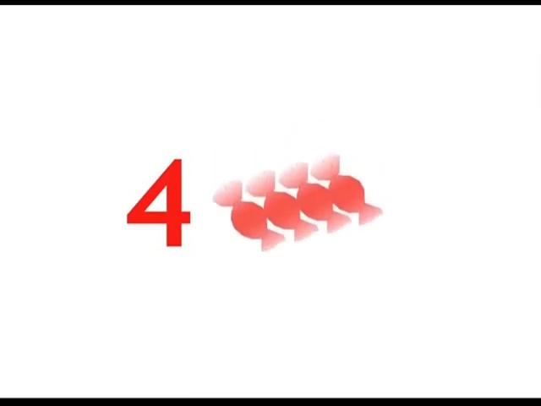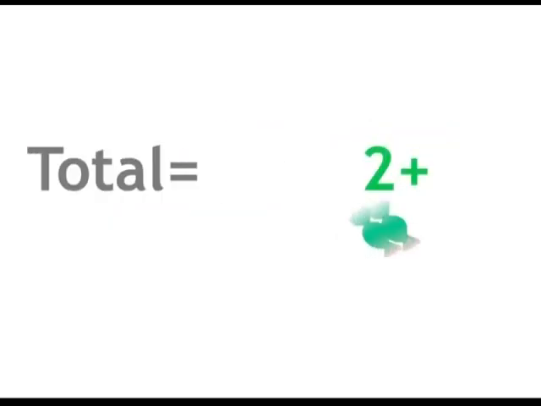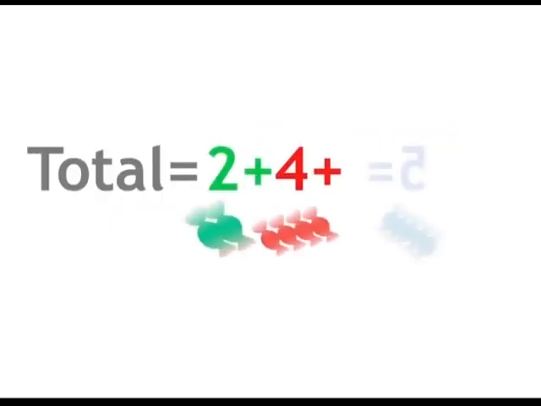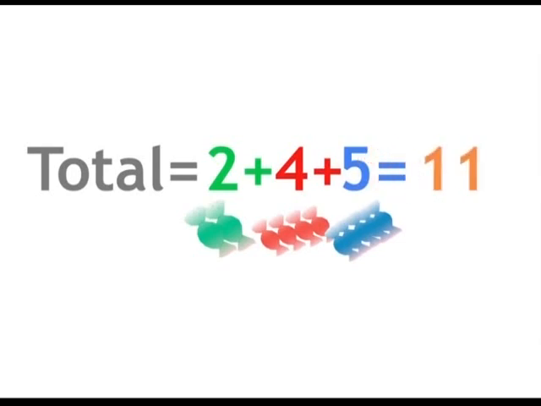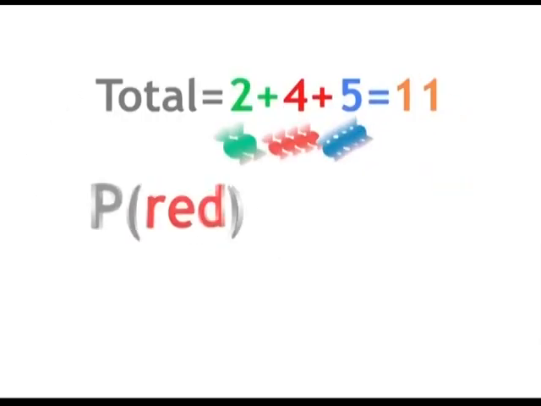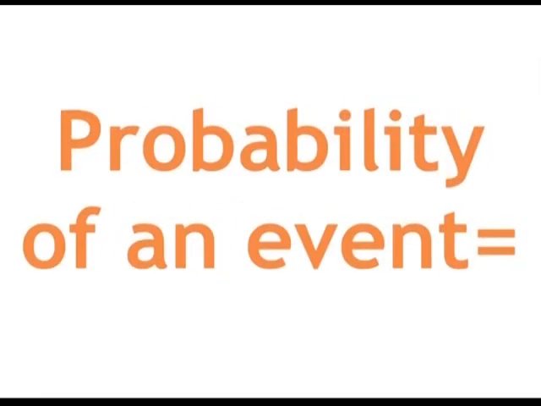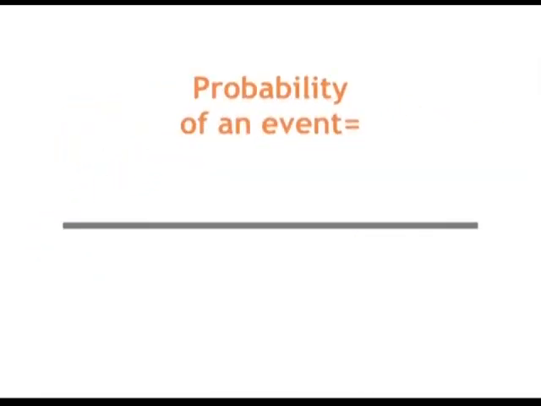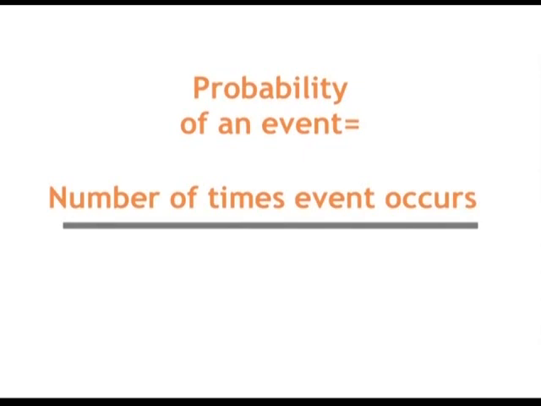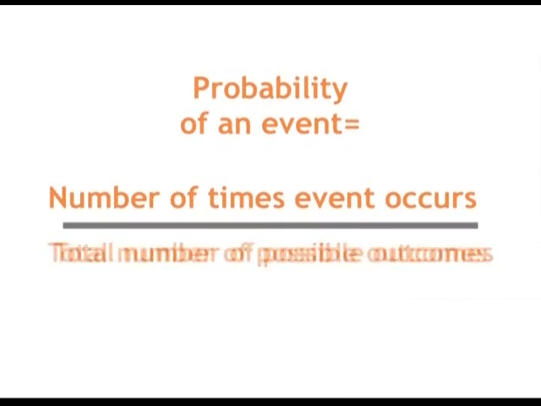And what's the probability of choosing a red sweet? In this case, red is the event. There are 4 red sweets and 11 sweets in total. So the probability of choosing a red is 4 over 11. In general, the probability of an event is the number of times the event occurs over the total number of possible outcomes.